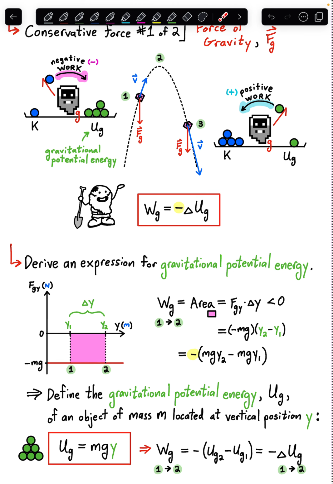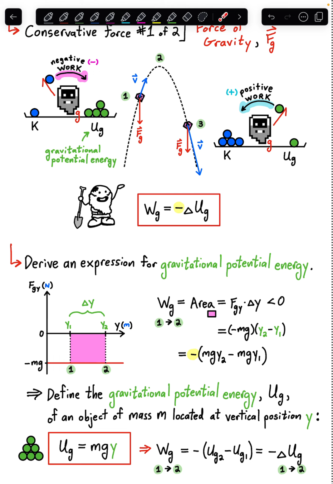If we're going to graph the y component of the force of gravity on this gem as it moves from 1 to 2, graph that as a function of y, then the graph is going to look like this. Here is the y coordinate of the gem at moment 1 and the y coordinate of the gem at moment 2. And our force of gravity on it is a constant negative mg that whole time. The y component of gravity is negative, so negative mg. There's our constant force of gravity from 1 to 2.